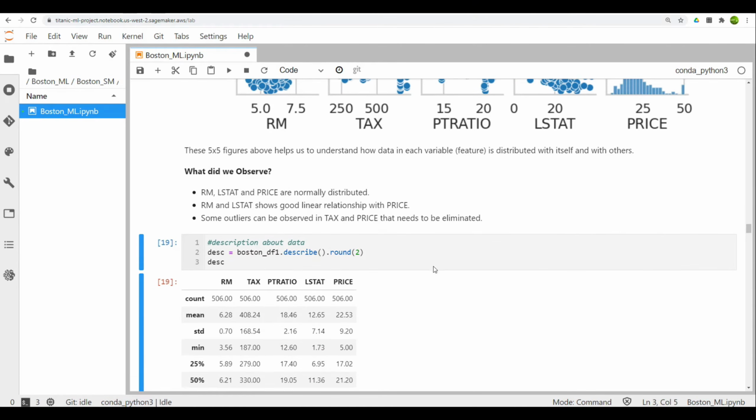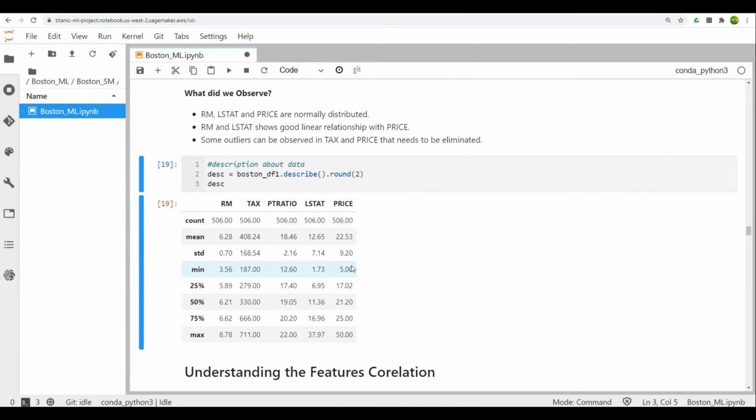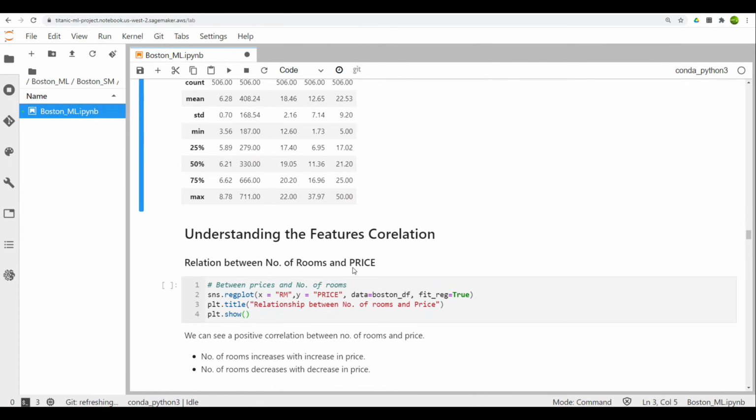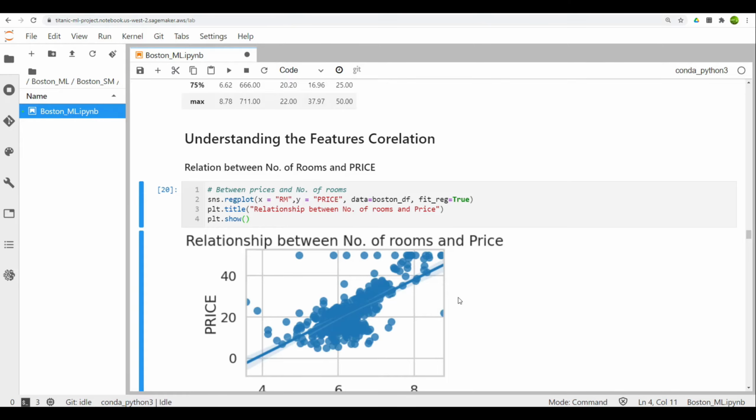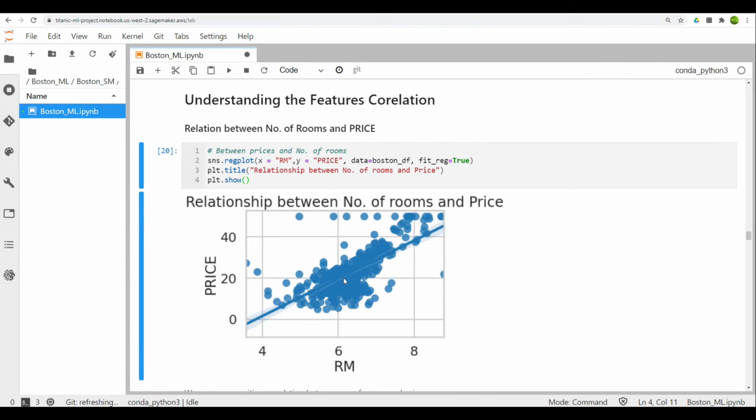Here it is. Now let's begin with the understanding of these selected feature correlations. We will first look at the relationship between the number of rooms and price. Let's run this cell. It can be observed that price is directly proportional to the number of rooms. That is, the number of rooms increases with the increase in price, and for the decreased price, the number of rooms decreases.